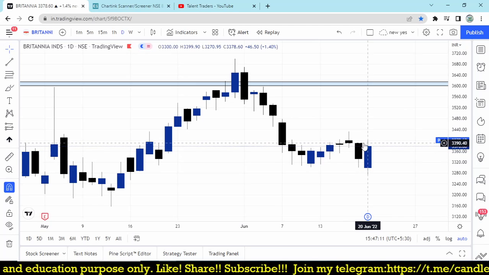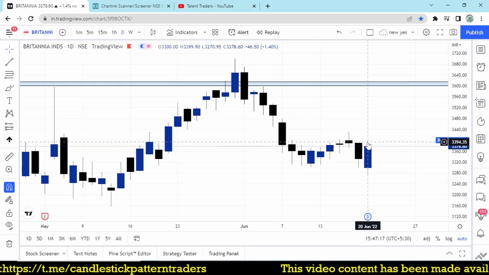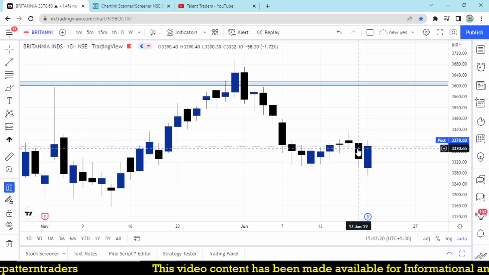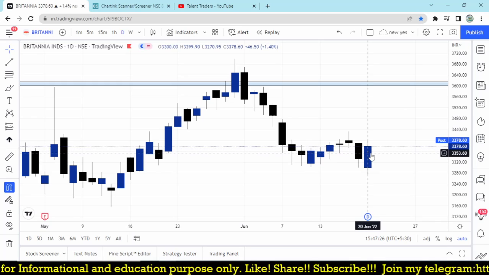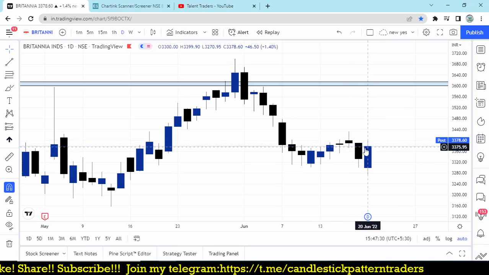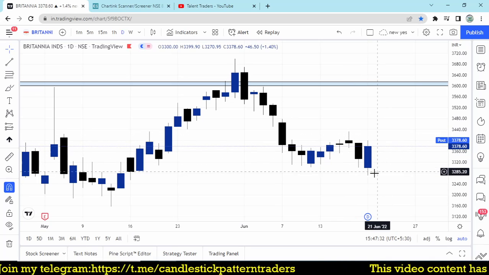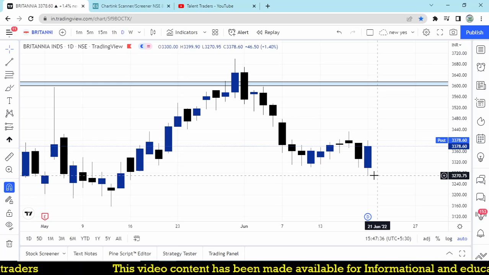But at 1 o'clock 3 minutes, the high of 3390.40 was broken, and it gives you just 10 rupees. By the end of the day it closed at 3378. So if you take this position, it may give you 10 rupees and end with 10 rupees. But if you keep the stop loss around 3270, that means the day low, it has high risk, near about 100 points of risk we are going to take.